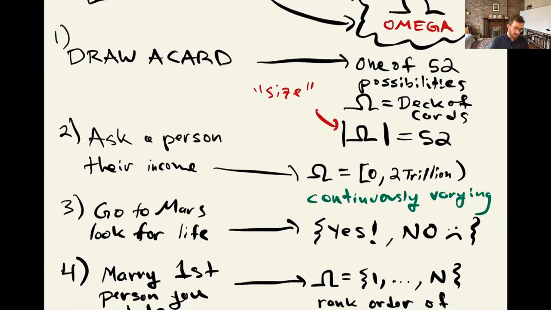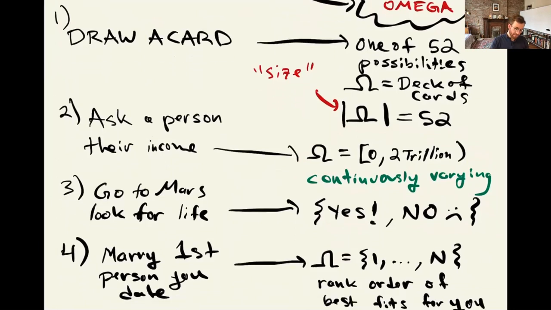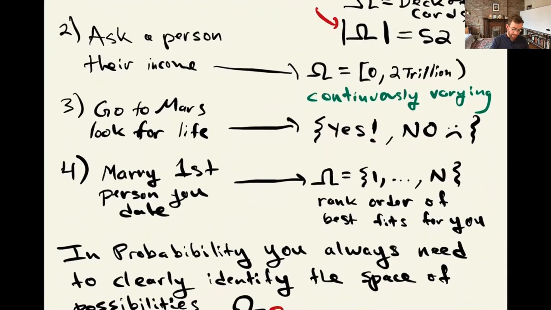Go to Mars and look for life, either yes or no. So there's a binary outcome. And then you can marry the first person you date, and then you can ask, well, what's the outcome being that this was a person in your list of ranked potential mates. And so that lands between 1 and n, where n is the number of people.